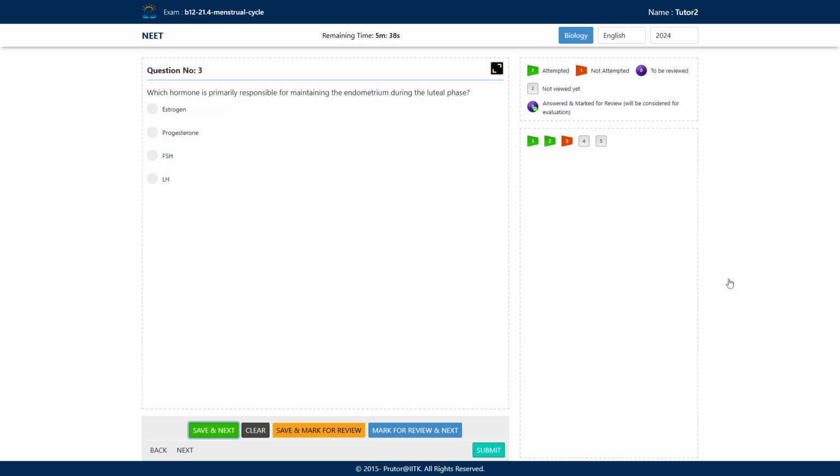Now, which hormone is primarily responsible for maintaining the endometrium during the luteal phase? They are asking about the hormone which maintains the thickness of the endometrium during the luteal phase. In the luteal phase, the corpus luteum is formed from the remnants of the Graafian follicle. So the Graafian follicle ruptures, it releases the secondary oocyte, and the remaining parts of the Graafian follicle get converted into the corpus luteum, which acts as a temporary endocrine gland and secretes a hormone which maintains the endometrium thickening. You have to name that hormone. So what are the options here? Estrogen, progesterone, FSH, and LH.